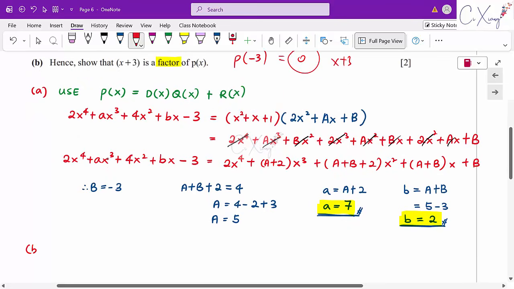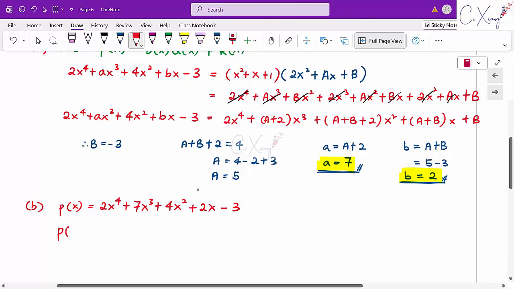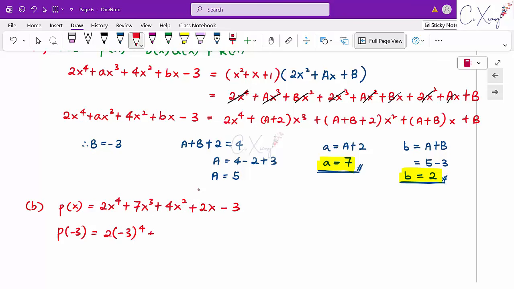So what we do is rewrite our p(x) again. So what is my p(x) here? It should be 2x to the power 4 plus 7x cubed plus 4x squared, then plus 2x, then minus 3. Now I want to substitute the value of negative 3 into my polynomial. Then you try to do a little bit of calculation.